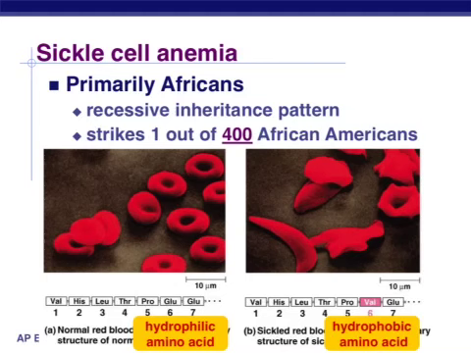We know that this condition primarily affects people of African descent. It is a recessive inheritance pattern, so you have to have both recessive alleles in order to exhibit this particular condition, and it strikes about 1 out of every 400 African Americans.